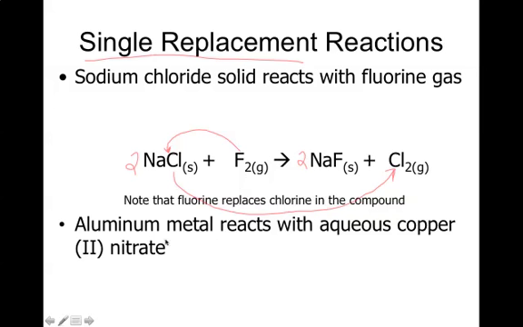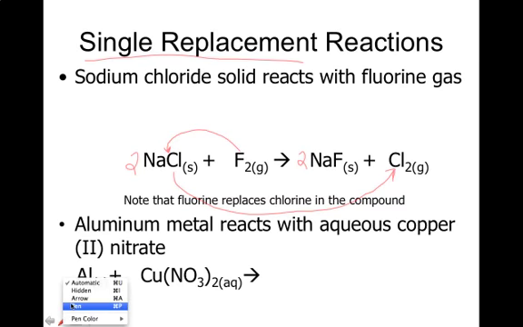Aluminum metal reacts with aqueous copper(II) nitrate. Okay, let's balance this one. If aluminum comes in, then it's going to make a compound with nitrate. Aluminum is +3, nitrate is -1, so we're going to need 3 nitrates for 1 aluminum. You guys do remember that.